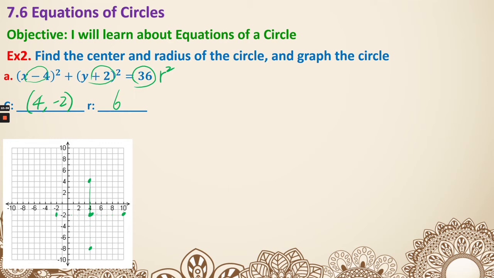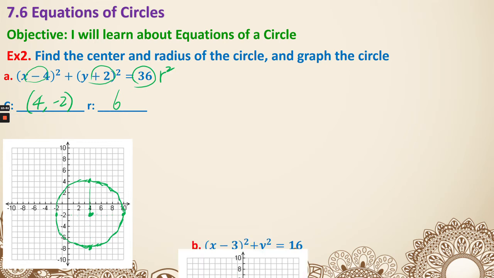I'm going to roughly connect them to actually make a circle. Just kind of connect them, make them look like a circle. It doesn't have to be super precise. Kind of where my circle is going to be, with a radius of 6.